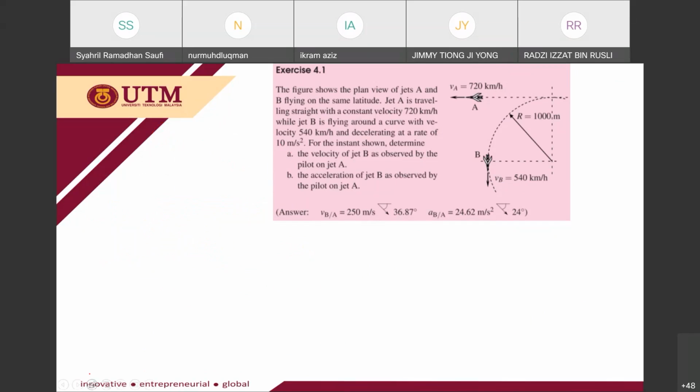Then I go on to question B. Question B is actually: acceleration of B relative to A is equal to acceleration of B minus acceleration of A.